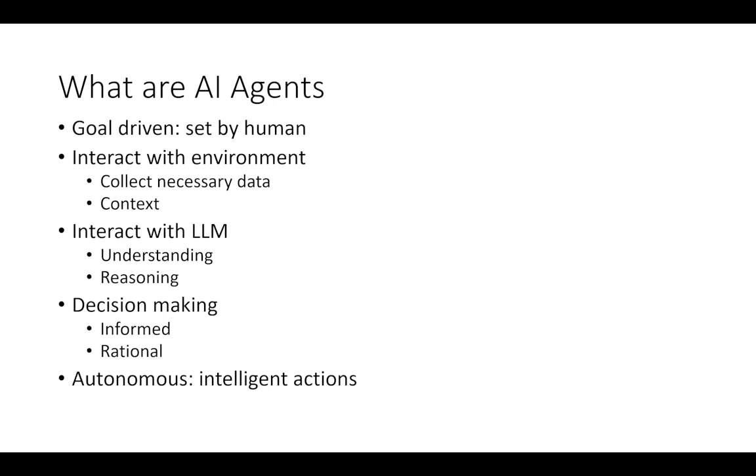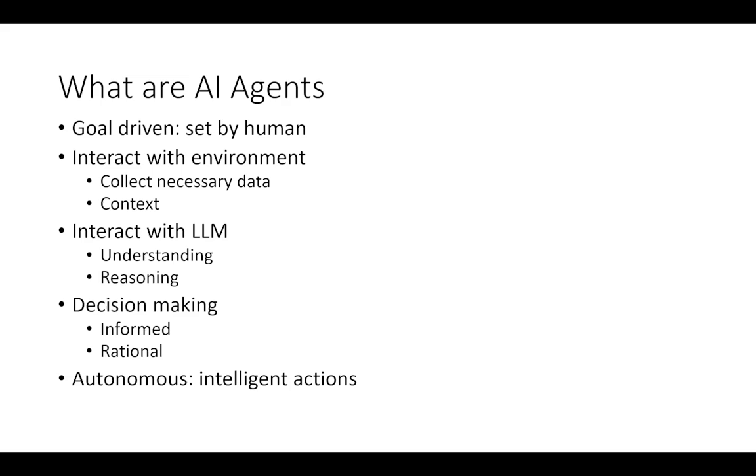The next thing is decision making. Now this AI agent is intelligent. It got the context, it's completely data driven, it did the reasoning, it understood that question. The decision that it makes is informed. It's based on the context of the data it collected from the environment. And it's rational because it did the reasoning through the LLM.